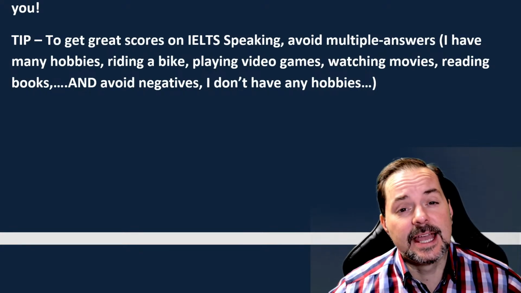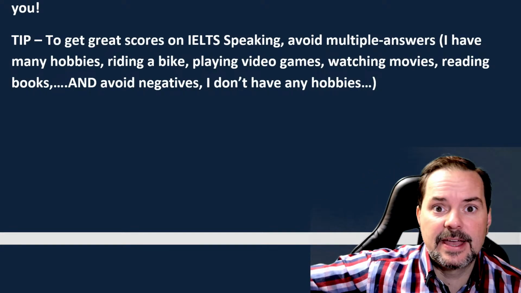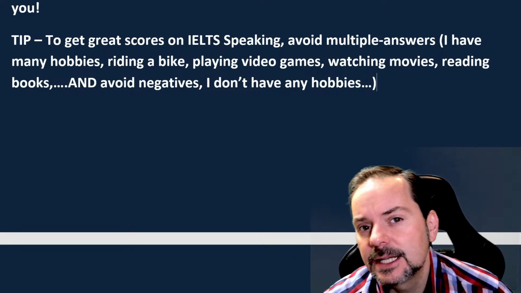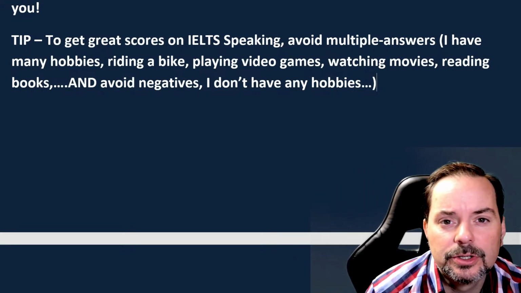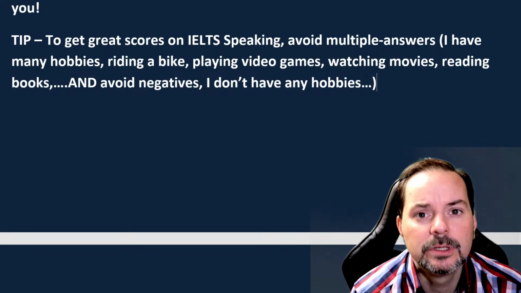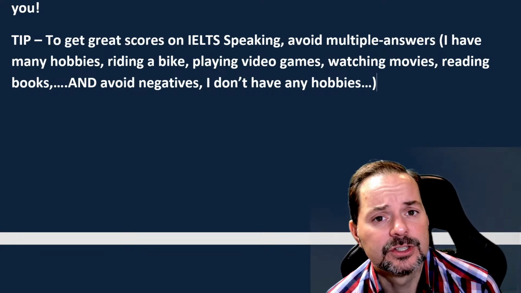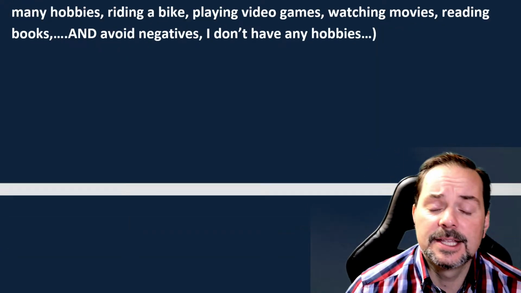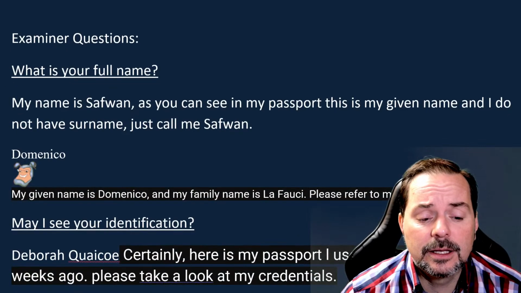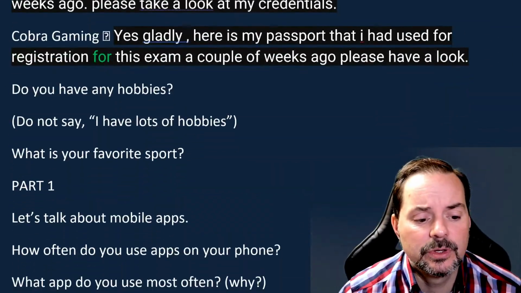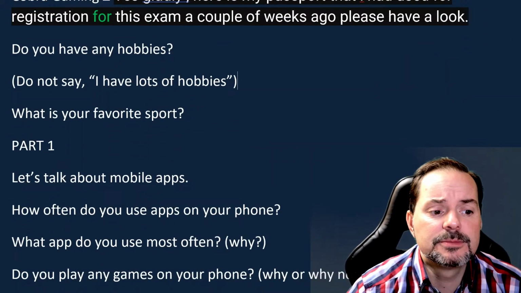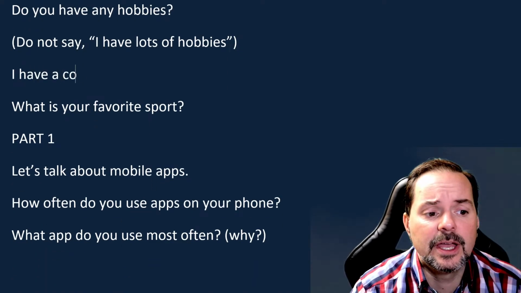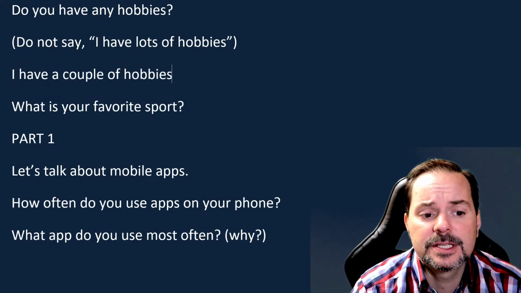So avoid these answers where you're making like a list of answers. IELTS examiners don't really like that. It doesn't help your score. It's not considered good communication. It's shallow, okay? And avoid negative answers that are conversation stoppers, like I don't have any hobbies. Instead, have 2 top-level answers, okay? And make them specific. So, for instance, say, I have a couple of hobbies.